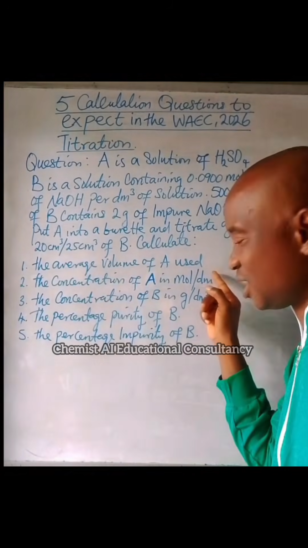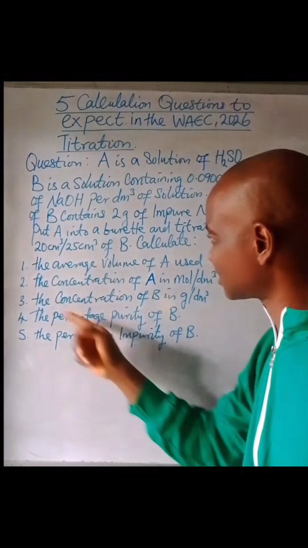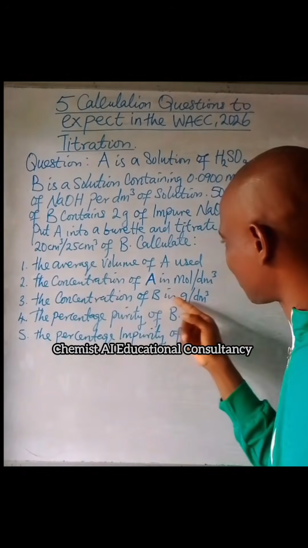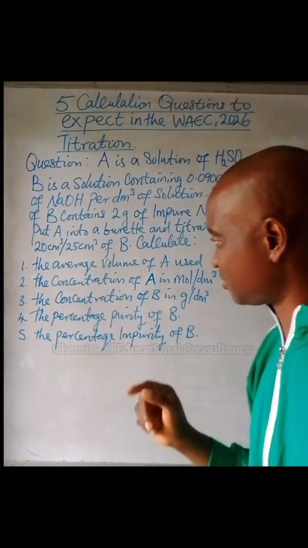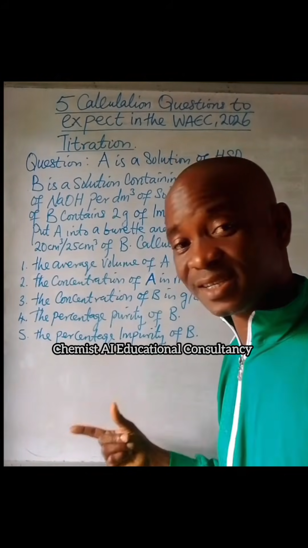1. The average volume of A used. 2. The concentration of A in mole per dm cube. 3. The concentration of B in gram per dm cube. 4. The percentage purity of B. And 5. The percentage impurity of B.